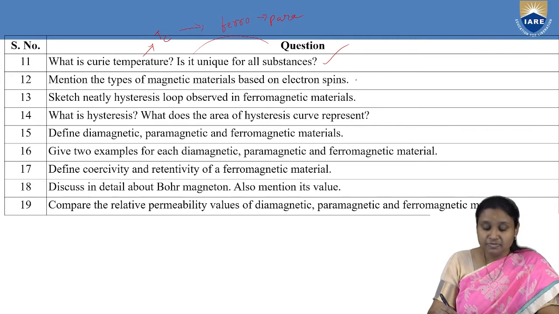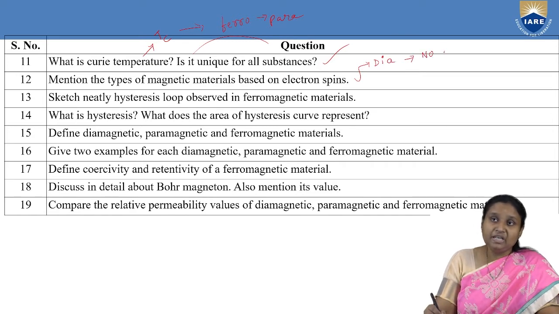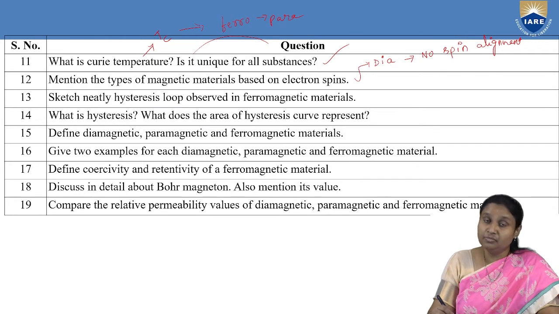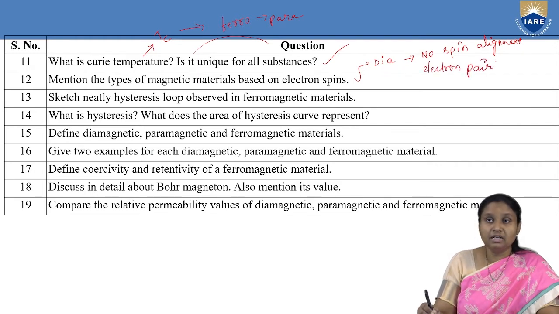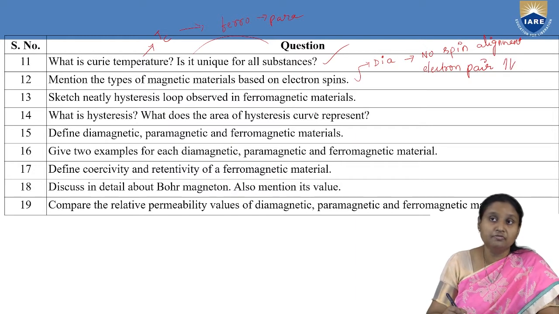And mention the types of magnetic materials based on their electron spins. So here we have diamagnetic materials. Here there is no spin alignment, so all spins form electron pairs. These diamagnetic materials have an even number of electrons, and all those electrons form electron pairs. So what is this electron pair? In an electron pair, the direction of spin of one electron is opposite to the direction of spin of the other electron. So there are no left out single electrons, so there is no spin alignment.